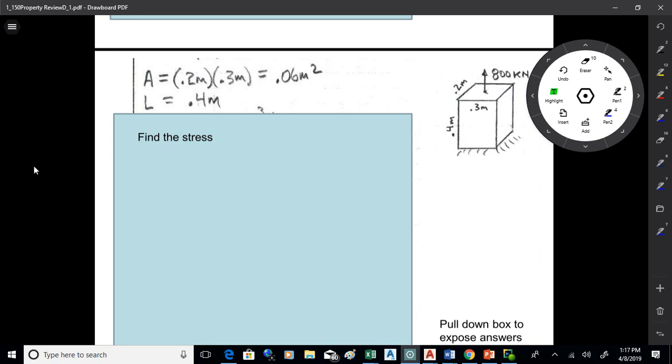Should the area be just 0.6 instead of 0.06? 6 centimeters, I think. So 0.3 by 0.2, so that's 0.06. You can multiply it out as 20% of 0.3.